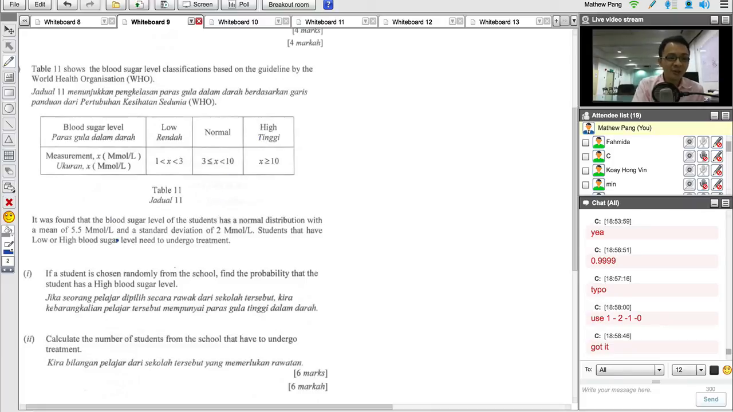It was found that the blood sugar levels of the students have a normal distribution. Here is nothing very special. The mean is 5.5 and the standard deviation is equal to 2. Students with low or high blood sugar levels need to undergo treatment, so for low you need treatment, and for high you need treatment also. Only the normal ones do not need treatment.